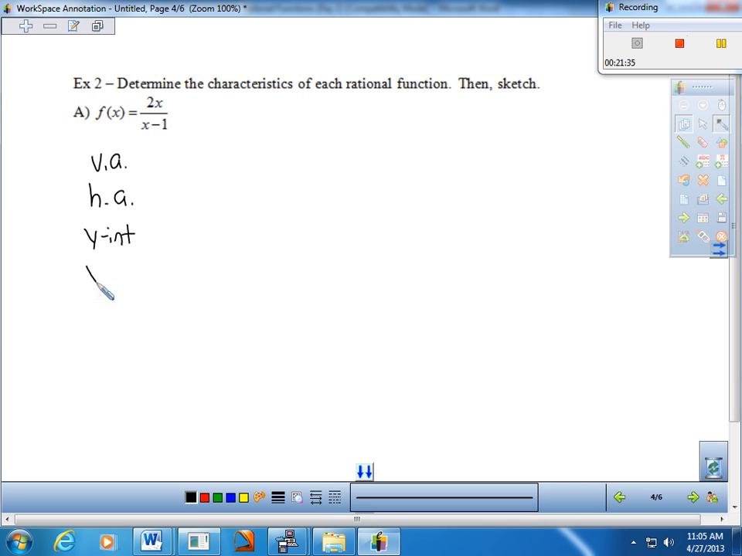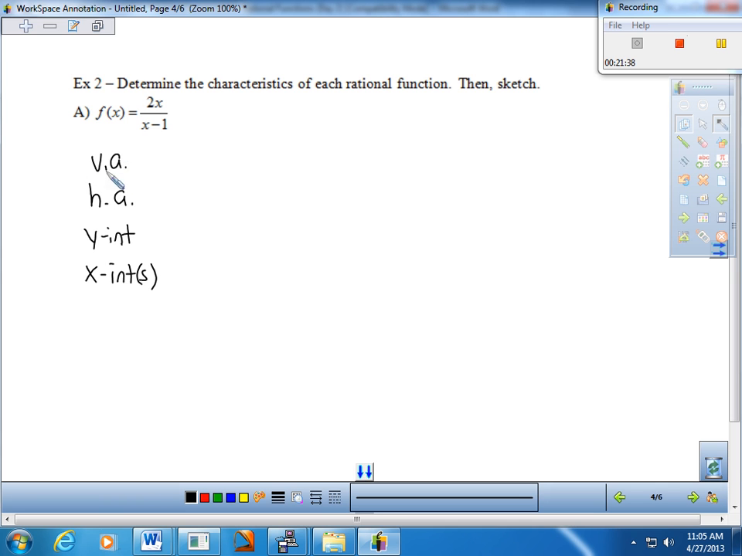So 2 asymptotes, 2 intercepts. I would love for you to pause and see if you can do some of this stuff on your own. But obviously, you can stick around for the explanation however you'd like. Doesn't matter. All right. So I'm going to do asymptotes first.